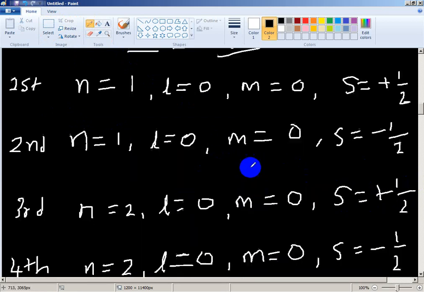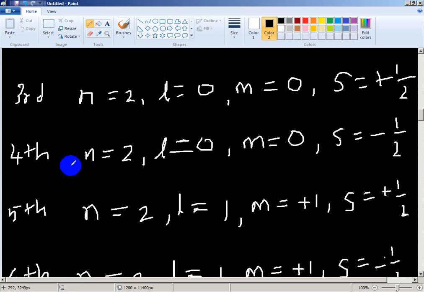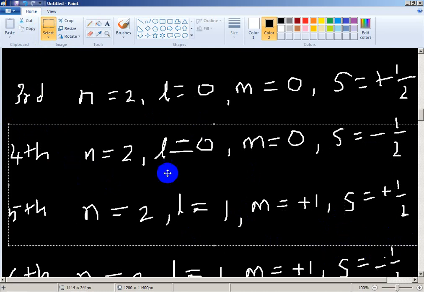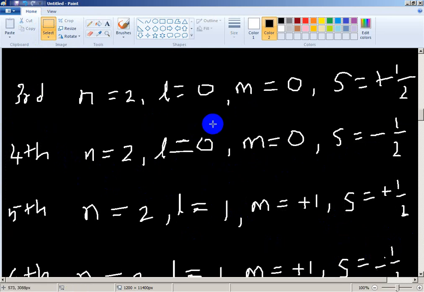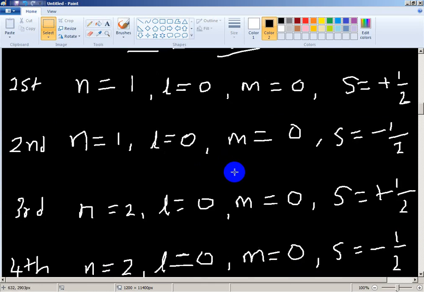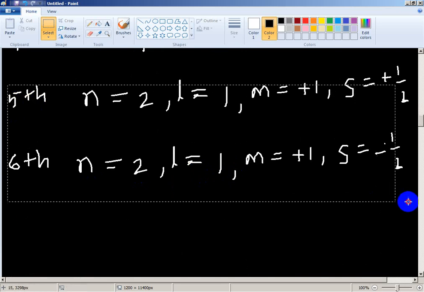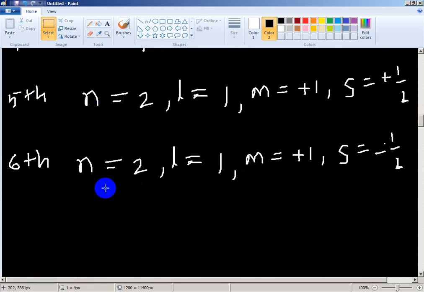So look at any two electrons, like I'll check any two electrons. All orbitals are not the same. All 4 orbitals are not the same. n equal to 2, l equal to 0. For 2 electrons, all quantum numbers are not the same. At least one will be different. You can check these 2 electrons: the 5th electron and the 6th electron. n equal to 2, n equal to 2 same; l equal to 1, l equal to 1 same; m equal to plus half, m equal to plus half same; but here s equal to plus half, s equal to minus half different.